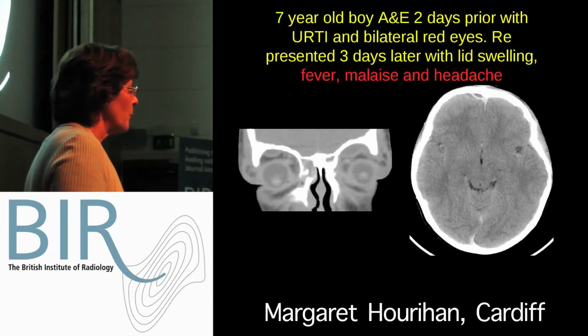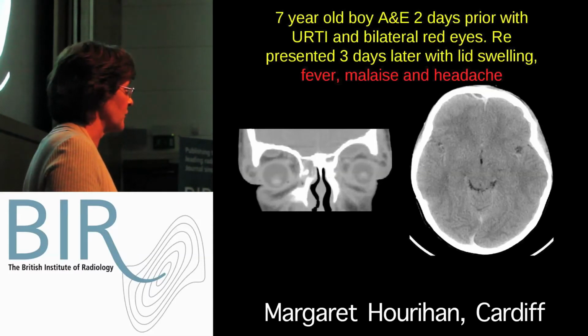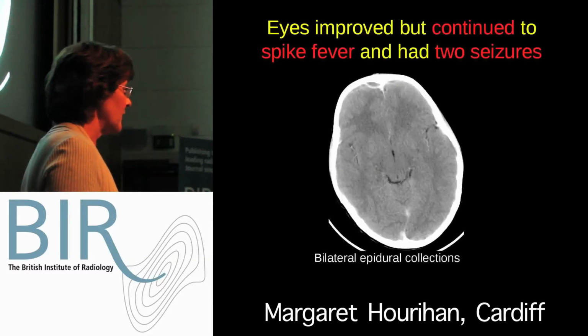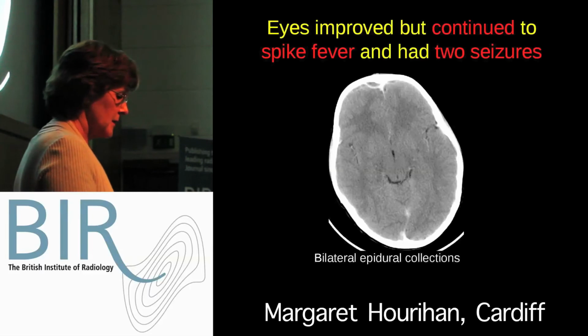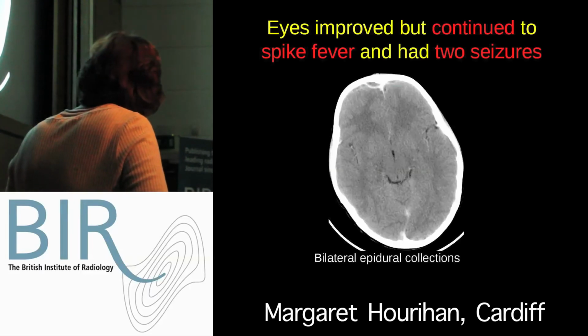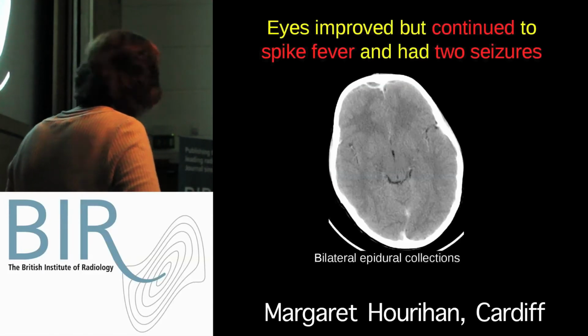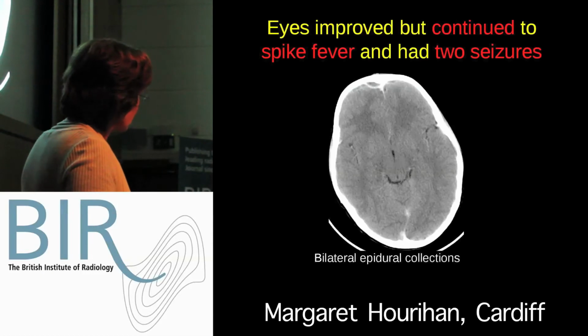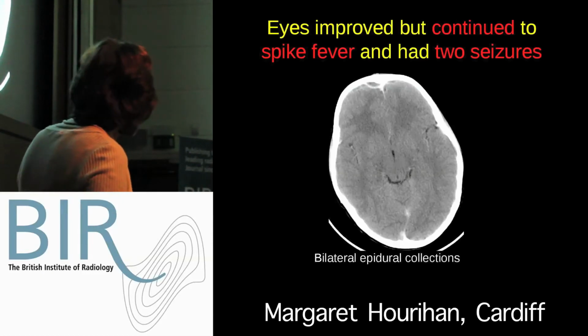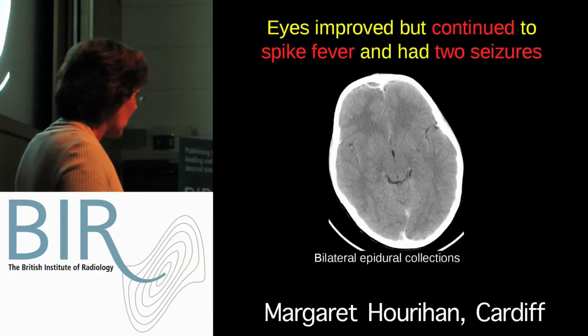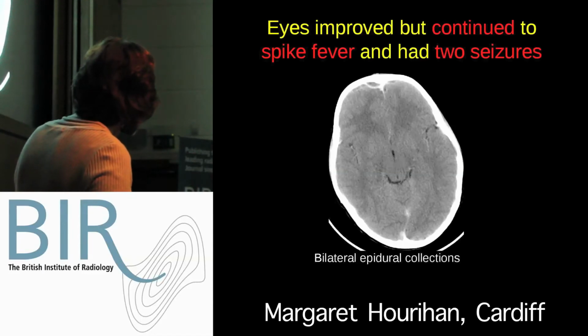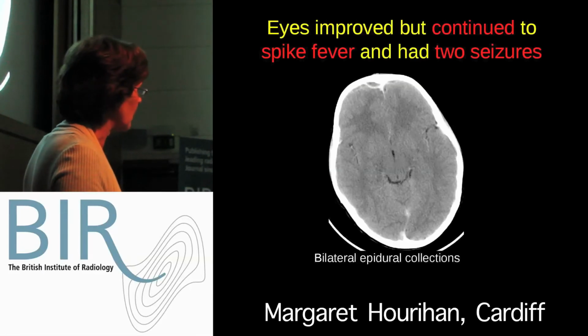A 7-year-old boy admitted to A&E. He had a 2-day history of an upper respiratory tract infection, red eyes, and he had fever, malaise, and headache. And these are his scans, and you can see the widespread sinusitis, but also the bilateral orbital abscesses. And his head scan, which I would always do with that clinical scenario of fever, malaise, and headache, shows that he's got an extradural collection there. He was treated with antibiotics appropriately. They weren't as quick as they could have been, perhaps draining the sinuses, but he improved.